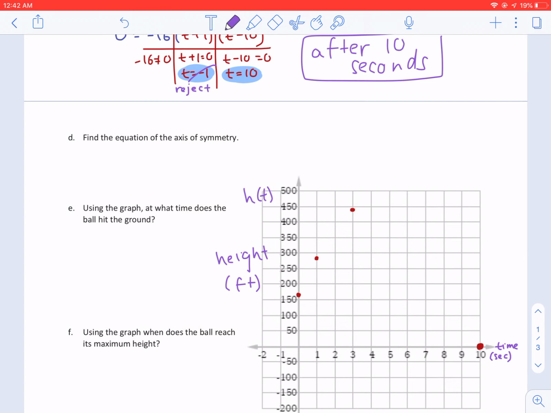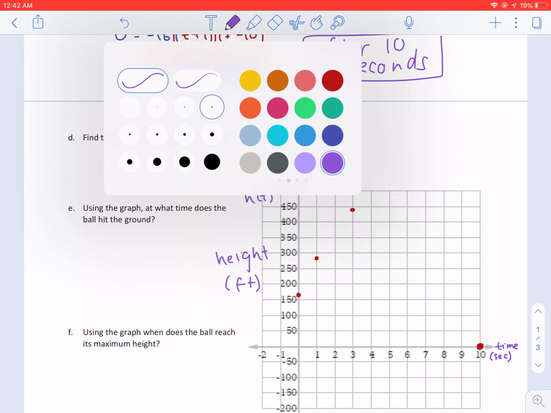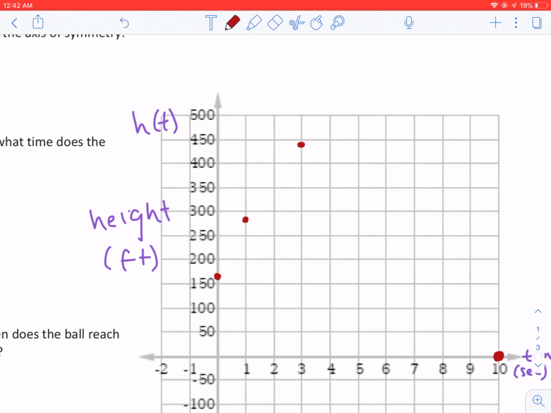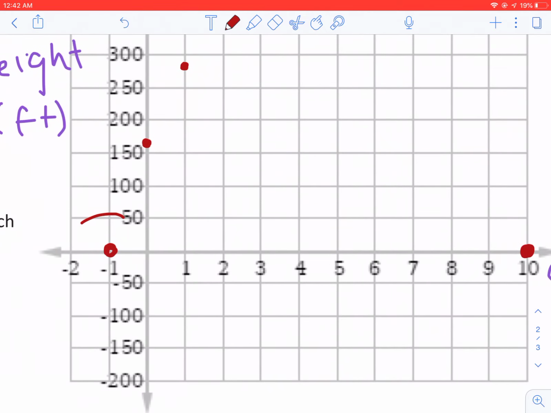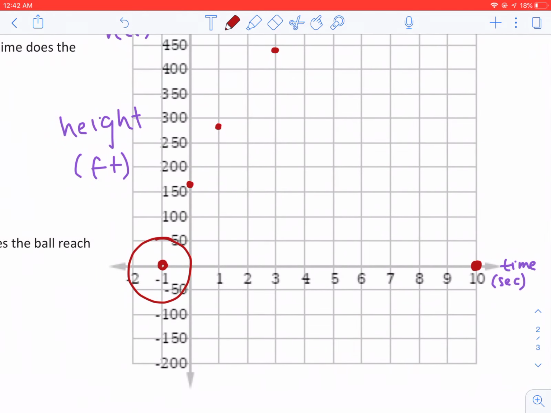Alright, so next, let's find the axis of symmetry. Well, we know the axis of symmetry is directly in between the two zeros. So that's in between -1 and 10, right? I'm not going to include the -1 as part of the graph because we're not going to consider negative time here. But it can still be used to help us find the 0.